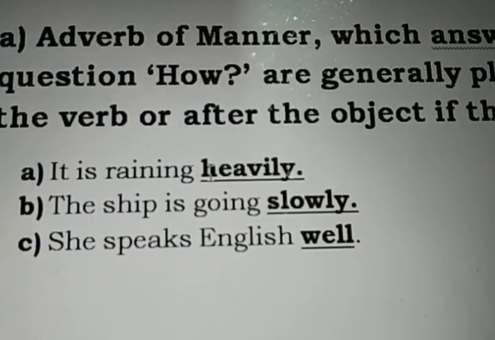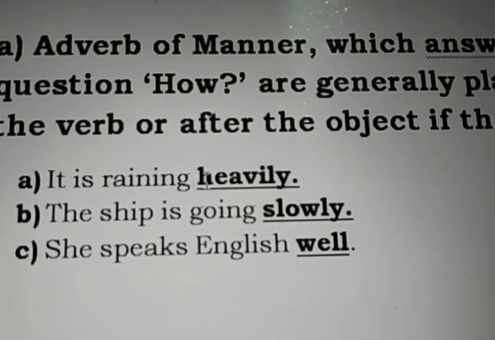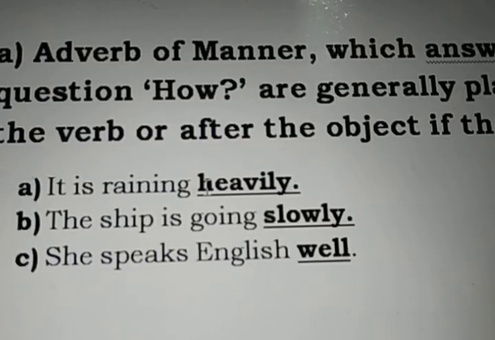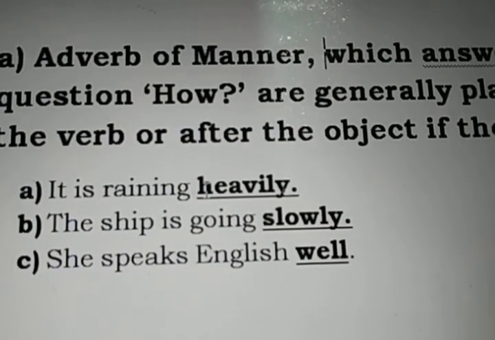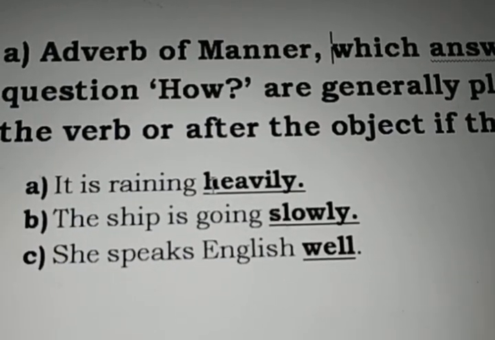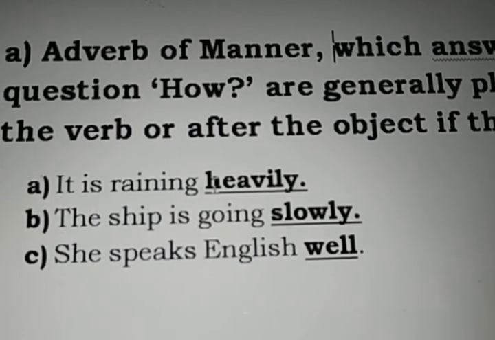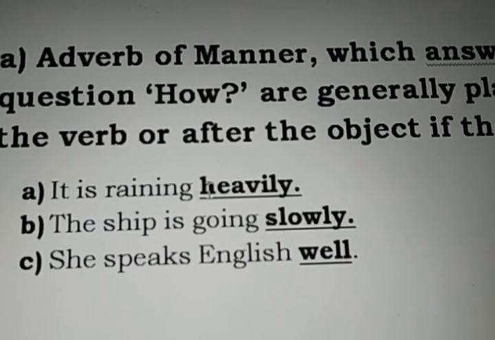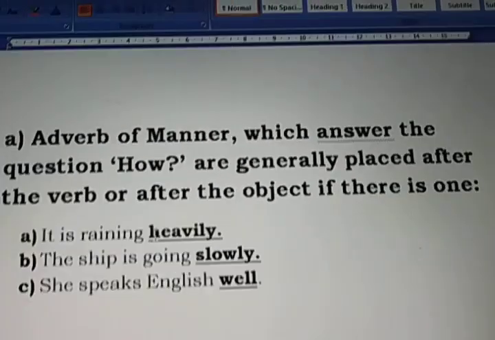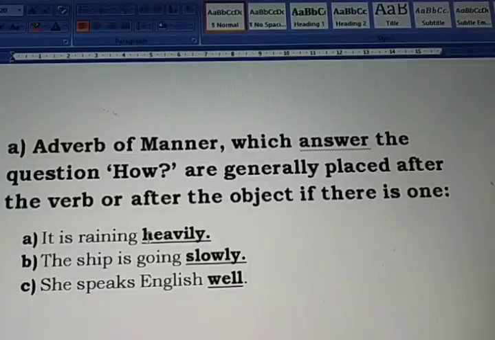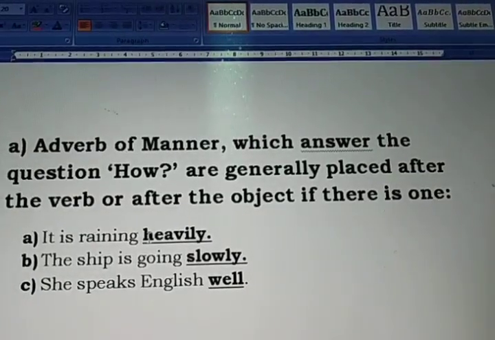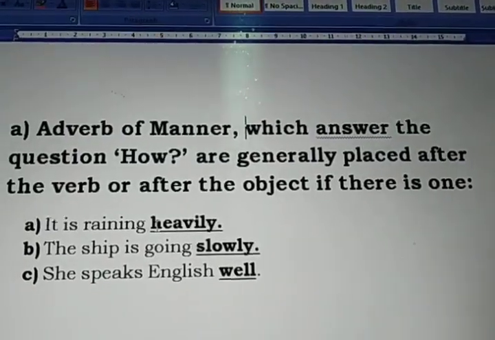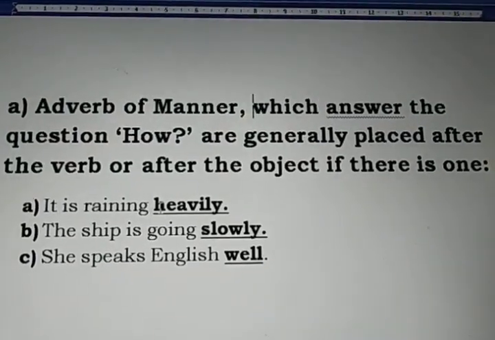Last one, she speaks English well. Here also, well is our adverb of manner and we are keeping it after the verb and the object, because in the sentence we have an object, that is English. That's why we keep the adverb of manner after the object, as told in the first rule. So we keep the adverb of manner after the verb, or in case the object is given, then after the object we keep it.